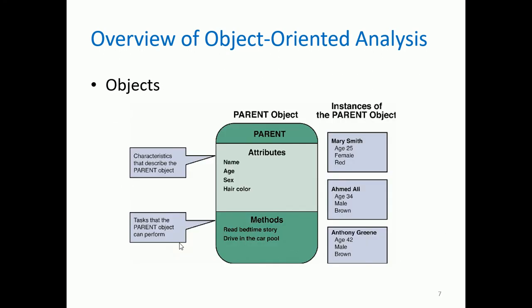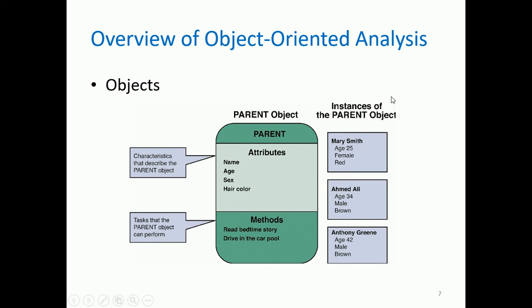Again, for objects, we have an example here of a parent object. The name of the object is of course parent, and the attributes are characteristics that describe the parent object. The attributes of the parent are name, age, sex, and hair color. The methods are tasks that the parent object can perform. The methods for this example are read bedtime story and drive in the carpool. The instances are the database or a record for a particular object. You can think of instances like that.